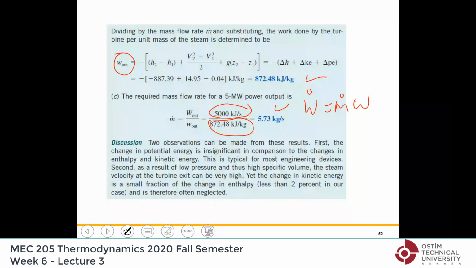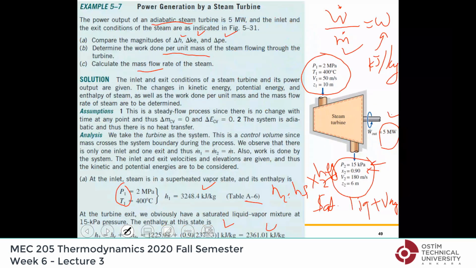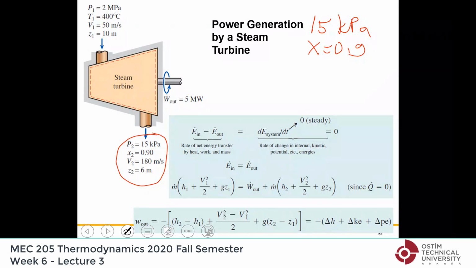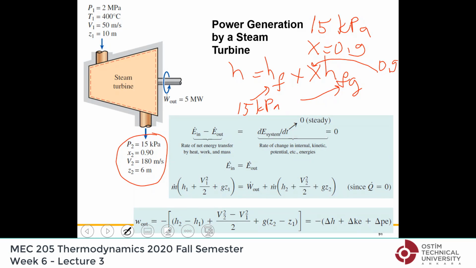So I didn't get how we find the output enthalpy. Okay, let's go back here. At the exit, okay, let me do it here. We have 15 kilopascal, right? And quality is given to be 0.9, which means right here we have a saturated liquid-vapor mixture, okay? And when we have a mixture, remember from chapter 3, enthalpy is hf plus x hfg. So what we do is we read hf at 15 kilopascal, and we also read hfg at 15 kilopascal. And this x is 0.9, okay? It is how you find the enthalpy.